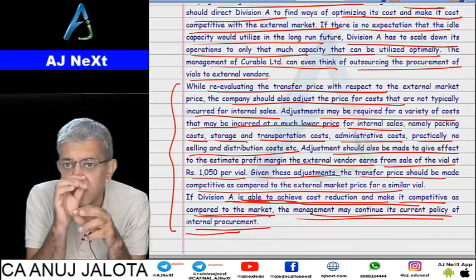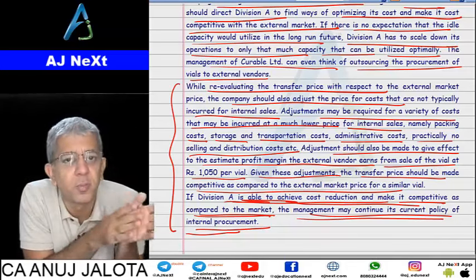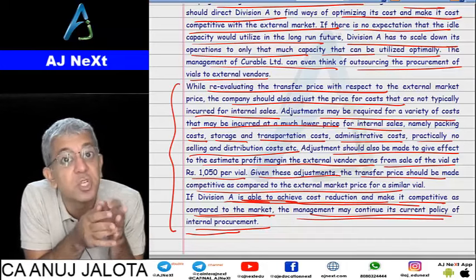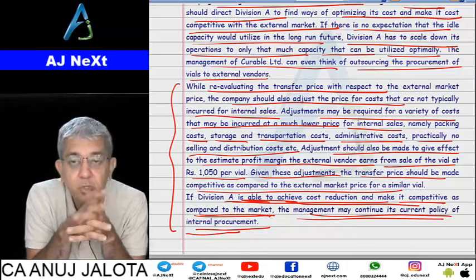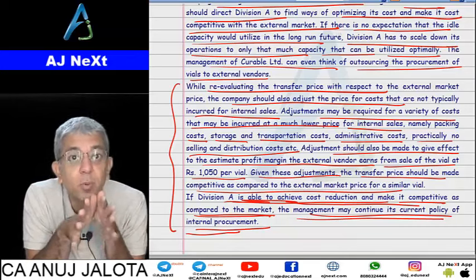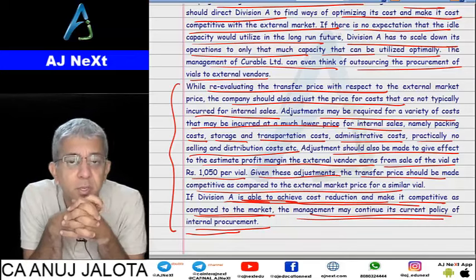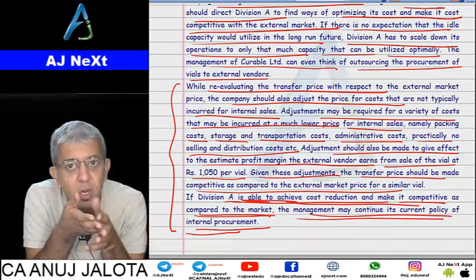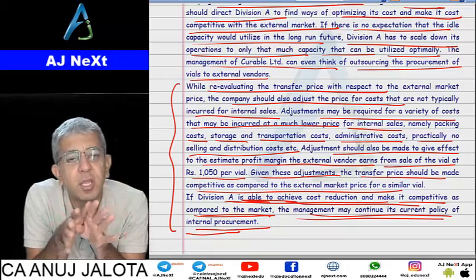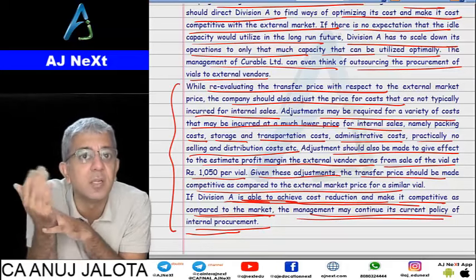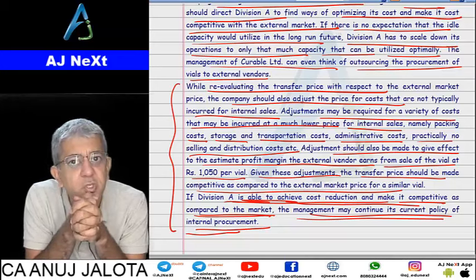Apart from that, division B would only look forward to purchase from division A. The capacity of division A will also start to get utilized. So this is one thing that the company can be doing. And sir, if it is not possible to do that, then you should shut down division A, or you should only operate division A for the market sales. At least don't let the other division suffer for the inefficiency of the other division.